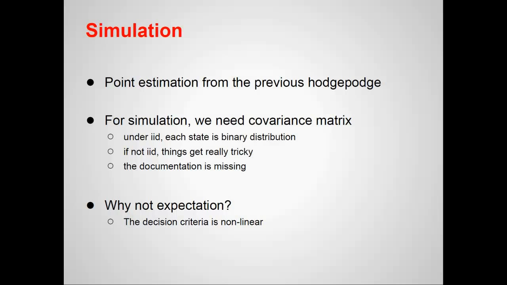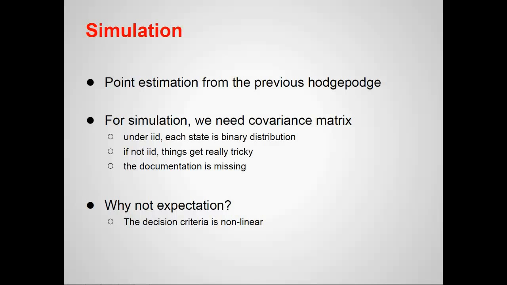So we will go into a little bit of statistical details here. If they are IID, then we can assume that each state is just a binary distribution, which will be easy to sample from. But if they're not IID, then it gets really tricky, and we need to get a covariance matrix for all the states. Silver actually made a more generous model where the covariance matrix is not IID, but the documentation is missing in this part, so I can't actually recover what he did with respect to the covariance matrix.